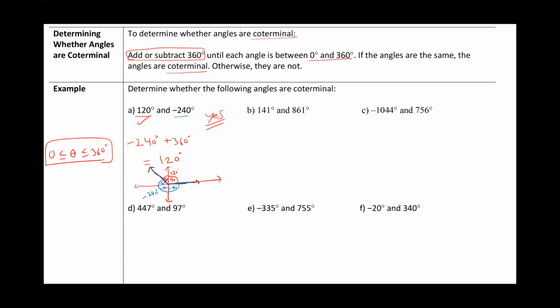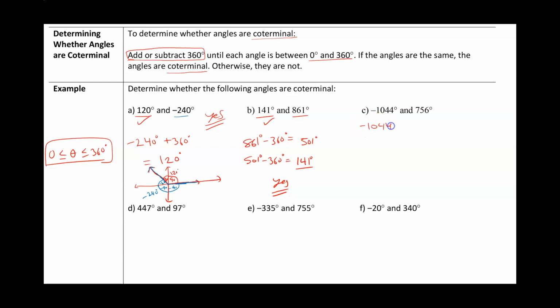Let's take 141 and 861. Now 141, that's between 0 and 360, so we're good with that. But 861 is not. So let's take 861 and subtract 360 degrees. If we take 861 and subtract 360 from it, then we are going to end up with 501 degrees. But that's still not between 0 and 360. So if I take 501 degrees and subtract 360 from it, that gives me 141 degrees. Since these angles are the same, yes, the two angles are coterminal.